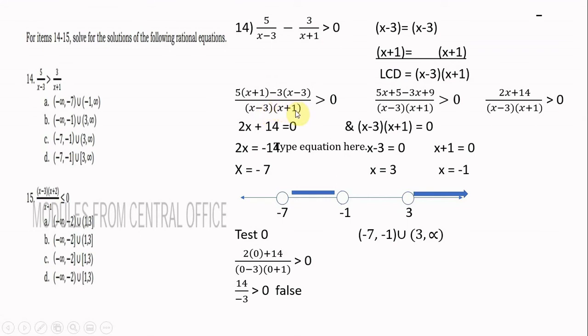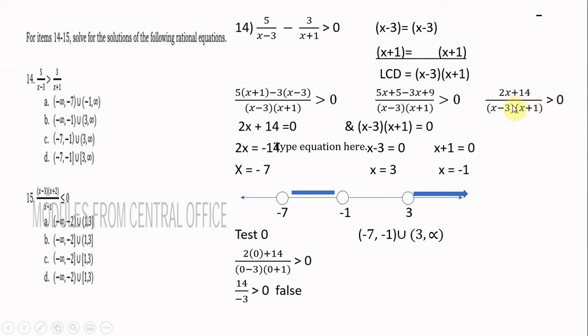Now, simplify further. You have here 5 times x, that's 5x, and 5 times positive 1, that's 5. Negative 3 times x, that's negative 3x, and negative 3 times negative 3, that's positive 9, over x minus 3 times quantity x plus 1 is greater than 0. Simplify further by combining similar terms. We have 5x and negative 3x. They are similar. That's 2x. Then positive 5 plus 9 is positive 14. Then copy the common denominator, quantity x minus 3 times quantity x plus 1 is greater than 0.